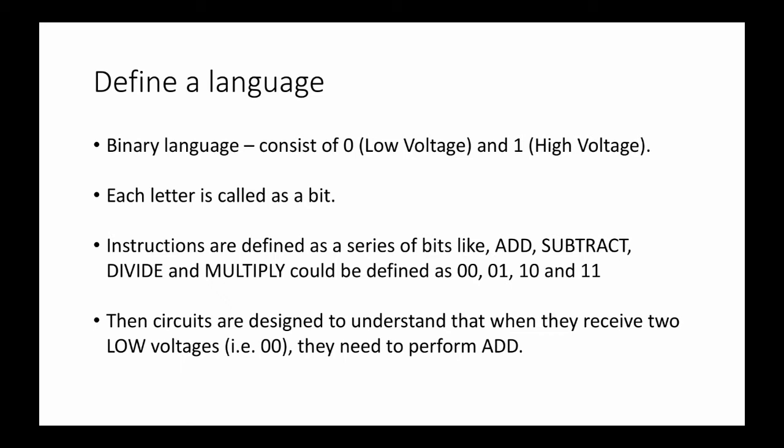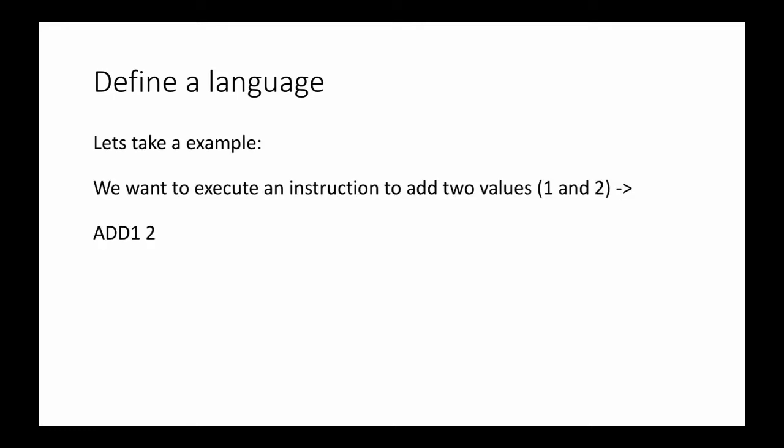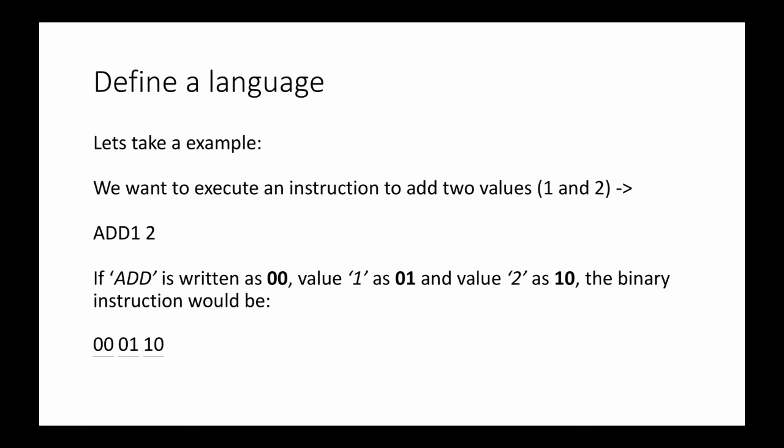Now let's take an example and move forward in this complete workflow. So let's say we want to execute an instruction to add two values, 1 and 2. So the resultant should be 3. So the instruction would look something like this: add 1, 2 in the human readable interpretation. If we go by the encoding logic which we have seen in the previous slide, add will be represented as 0, 0. Now value 1 will be represented as 0, 1 and value 2 as 1, 0.